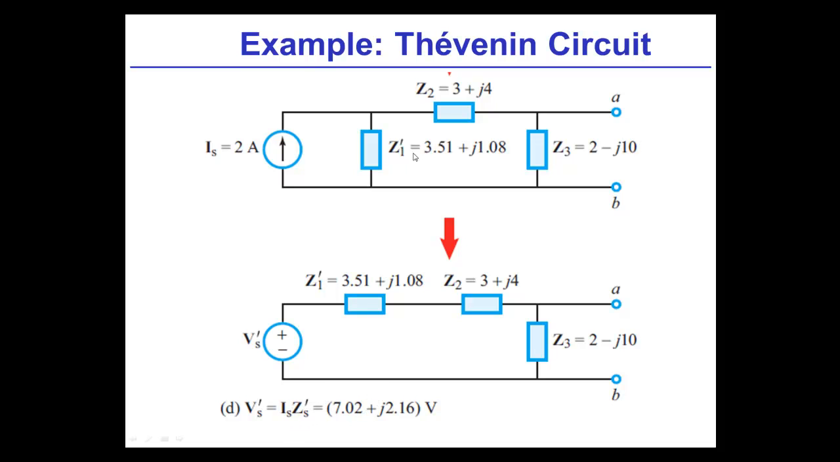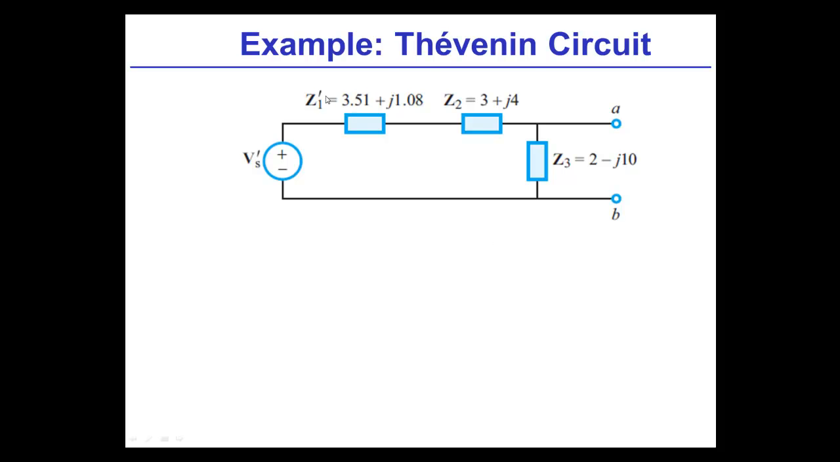Right, and so all we did is we took 3.51 plus j1.08 and we multiplied by 2. That's right. Okay, and that's where you get this. And then that impedance just went up there. All right, and so now we've got a nice situation where we have these two in series. So what do you think we're going to do, Michelle? We will add them, and I assume that it's going to be 3.51 plus 3, which will be 6.51.